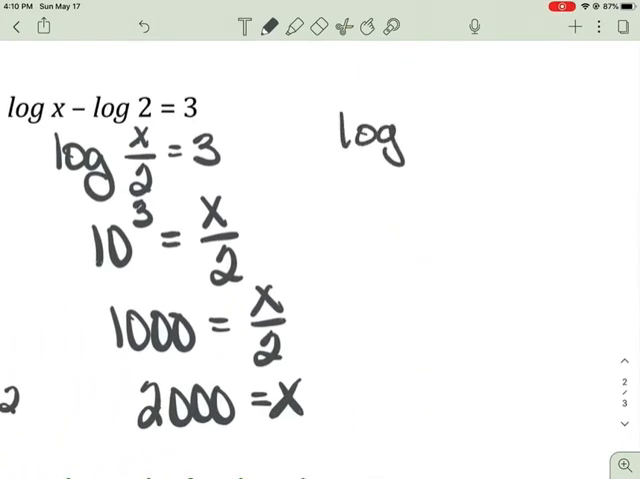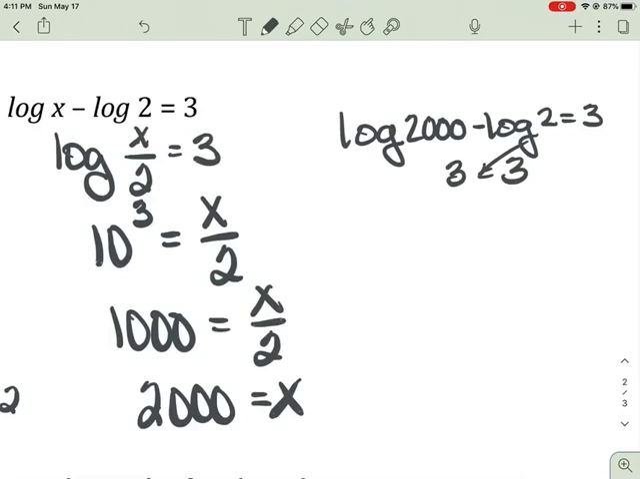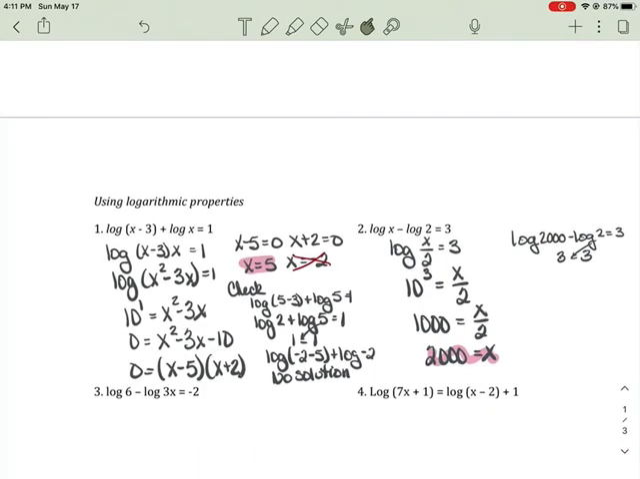So log of 2,000 minus log 2 is equal to 3. So just use your calculator. Log 2,000, make sure you put parentheses, minus log 2. And I do get 3. So 3 is equal to 3. Kaboom, we're good to go. So 2,000 is our correct solution.